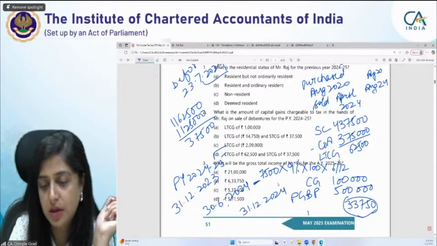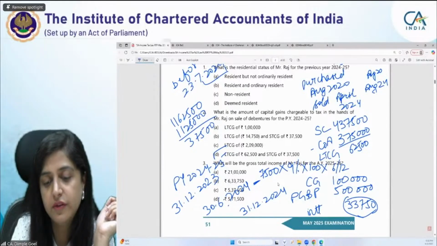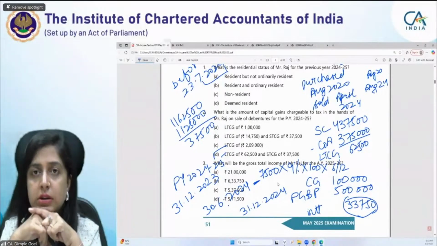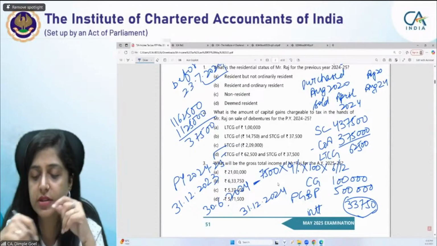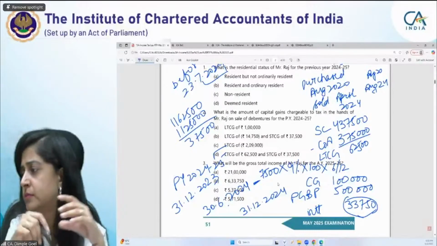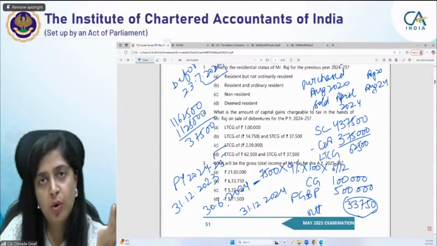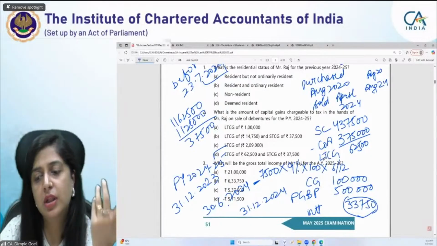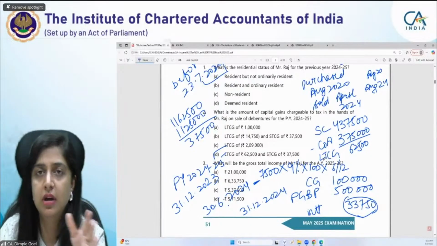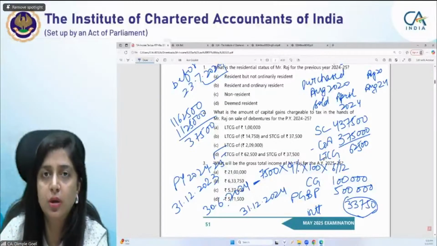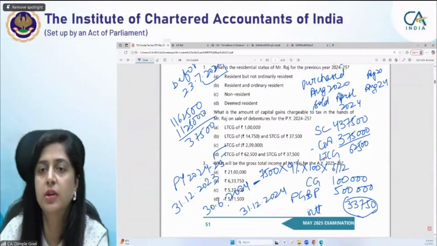Then this is the interest. And what about 31st December? How much interest will he receive on 31st December 2024? No interest, because no debenture. Because all debentures he has sold in April and August. So there is no debenture in December. So there will be no interest.